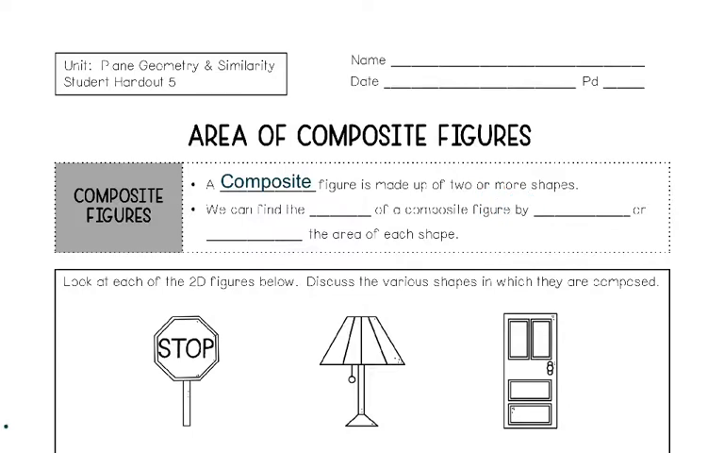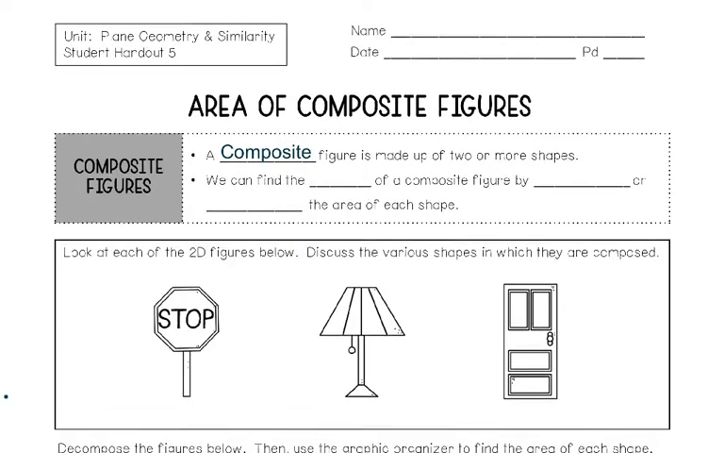All right, so like I said, a composite figure is made up of two or more shapes. It's a shape made up of other shapes. So you can look here at three examples. A stop sign, there's this 2D picture of a lamp, and there's this door. So you can see, like on the door, I see some rectangles, I see some circles. On the lamp, I see some circles, some trapezoids, and we're going to get into that here in a second.